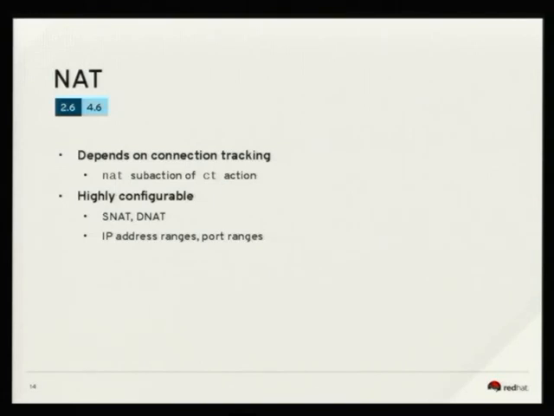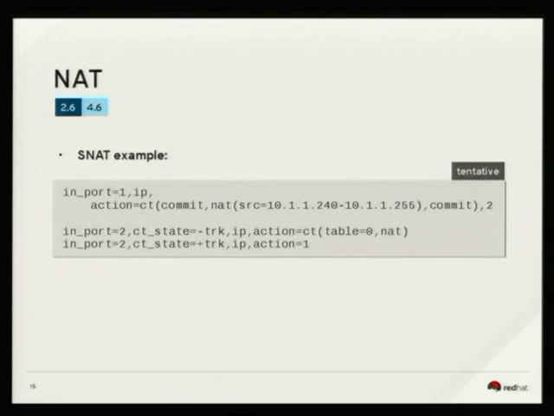This is implemented actually inside the conntrack action. So there is a new sub-action of the CT action, which does the NAT. So this is highly tied to conntrack. It's actually highly configurable. You can do SNAT, DNAT. You can specify IP address ranges, port ranges, and do other cool stuff. So this is an example of SNAT.